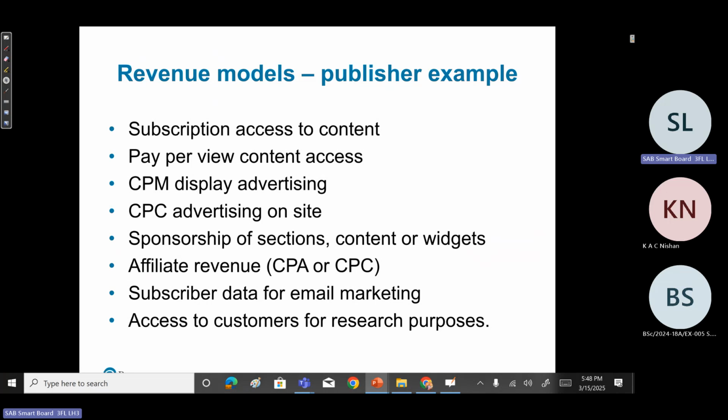So that's the difference. CPM is only display and you charge the advertiser. CPC is cost per click advertising.